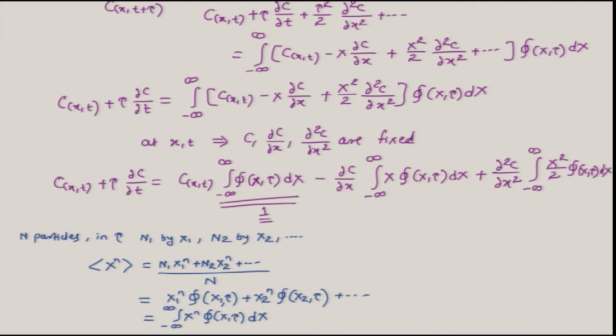So, the integral x times phi of x tau would be average x, that is the average of x projections of net displacements of all the atoms. Similarly, integral x square phi of x tau dx would be the average of x square, which is the mean square displacement of all the atoms. There is a factor of 2 here.